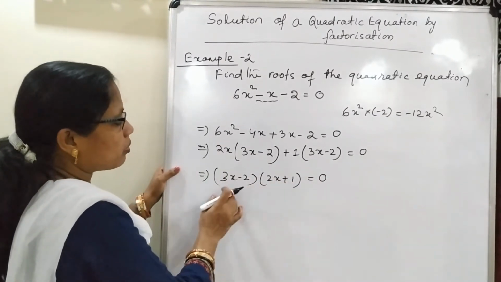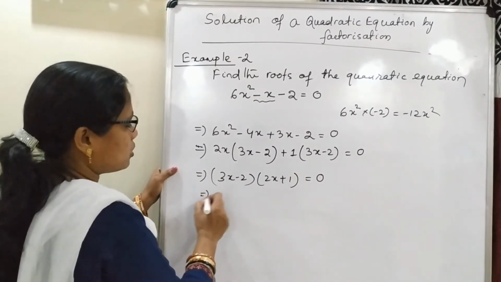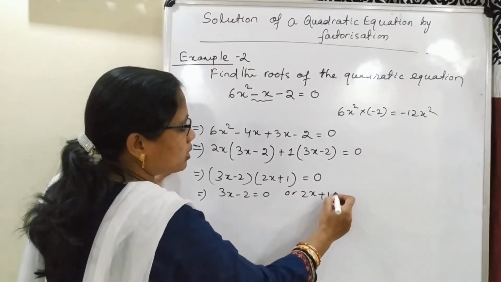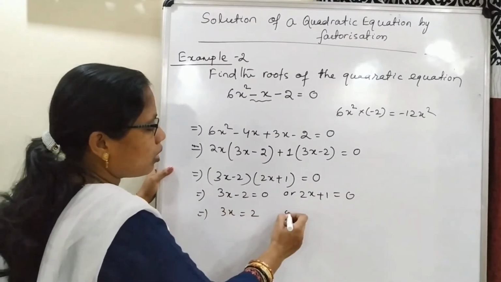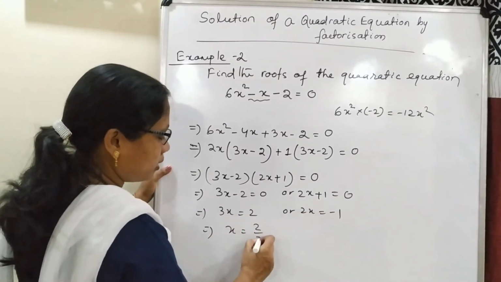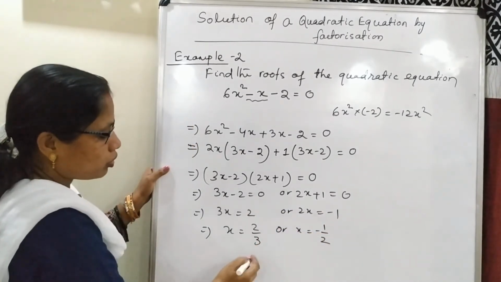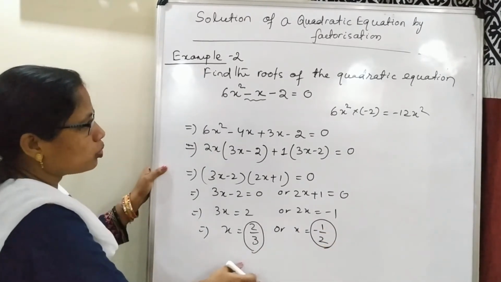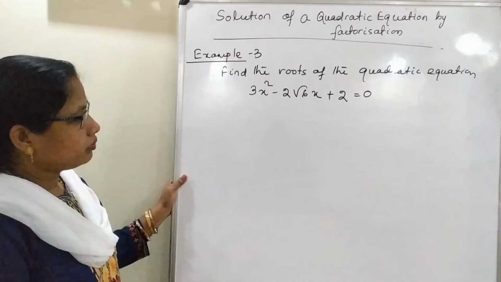Then it is already converted into two linear factors. Then we equate each factor to 0. So this implies 3x minus 2 is equal to 0 or 2x plus 1 is equal to 0. So this implies 3x is equal to 2 or 2x is equal to minus 1. So x is equal to 2 by 3 or x is equal to minus 1 by 2. So these are the two roots, 2 by 3 and minus 1 by 2. These are the two roots of the quadratic equation 6x square minus x minus 2 is equal to 0.